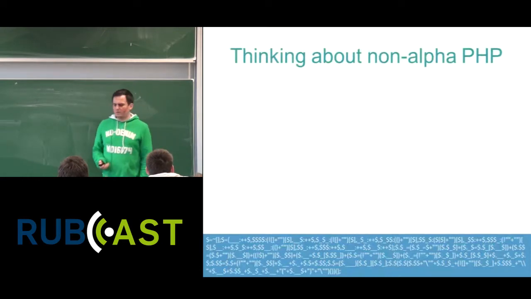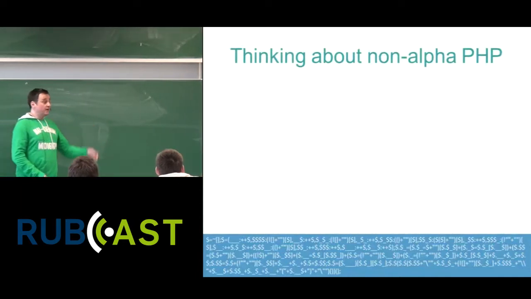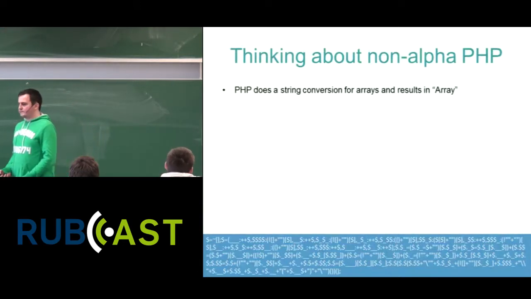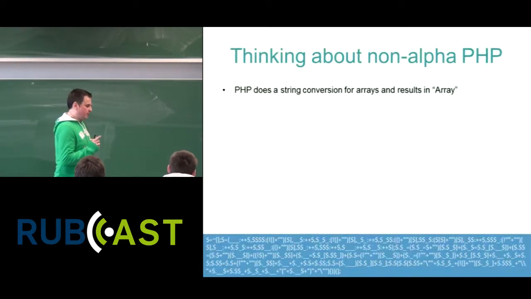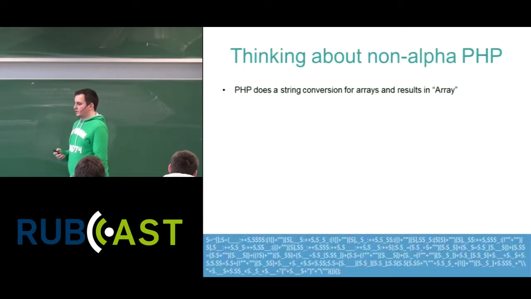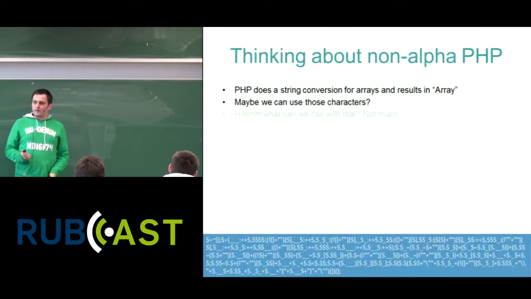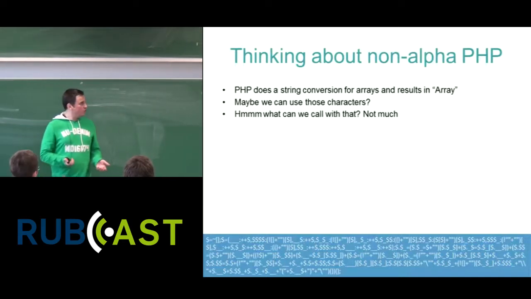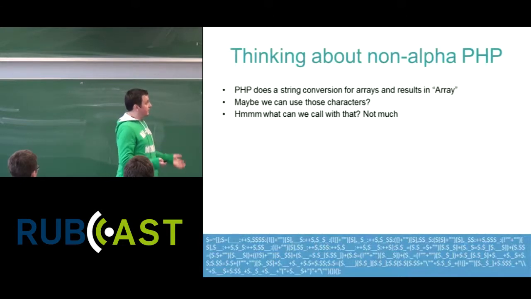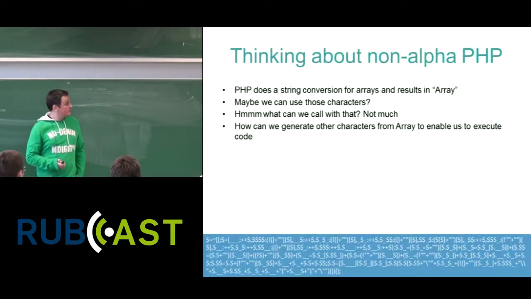So I don't know why I was thinking about it. I was probably stuck on a work project, and I thought, I know, why can't I do this in PHP? So then I thought, in PHP, an array is converted to a string. So we can use the characters of the word array. Each of those characters we can reuse. But what can you call with that? It's pretty limited, really, isn't it? Just those letters, you can't really call an eval. So how do you generate the code using those letters?